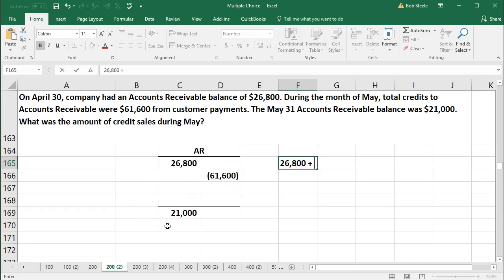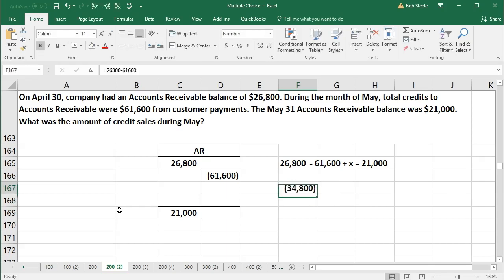We could say, well, we got 26,800 minus the credits here of 61,600, and then we're going to say plus X, the unknown, that's what we need to put there, is going to be equal to the ending balance of 21,000. So if we do the math here, this equals the 26,800 minus 61,600, that plus X equals the 21,000. And then we're going to add this to both sides, 34,800 and 34,800.